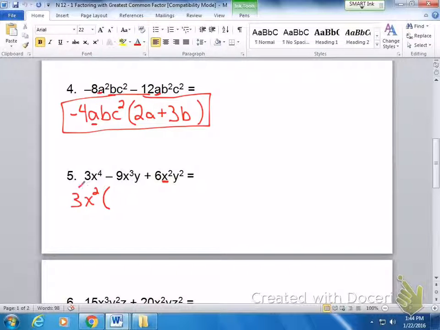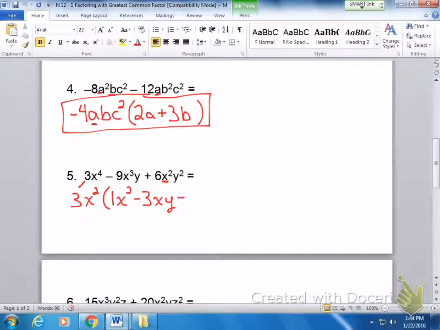3 divided by 3 gives me 1. x to the 4th divided by x squared leaves me with x squared. Negative 9 divided by 3 gives me negative 3. x cubed over x squared leaves me an x. And since I couldn't pull out any y's, it stays the same.